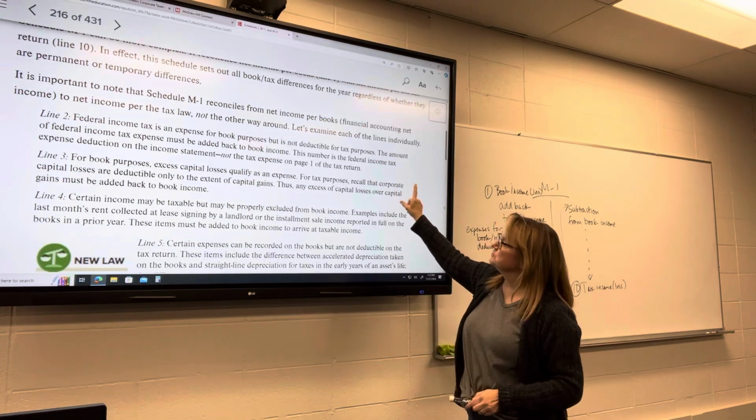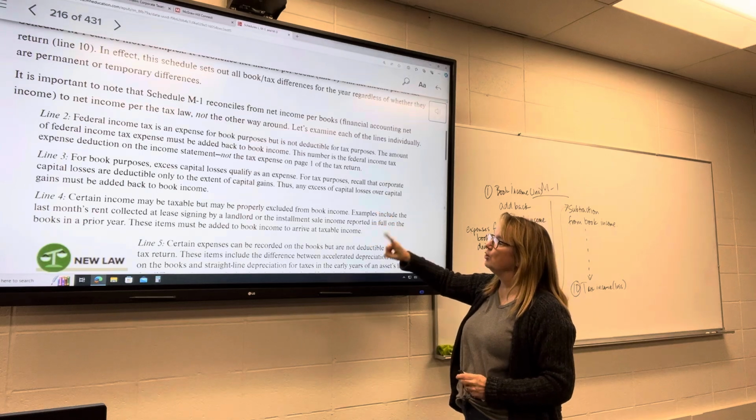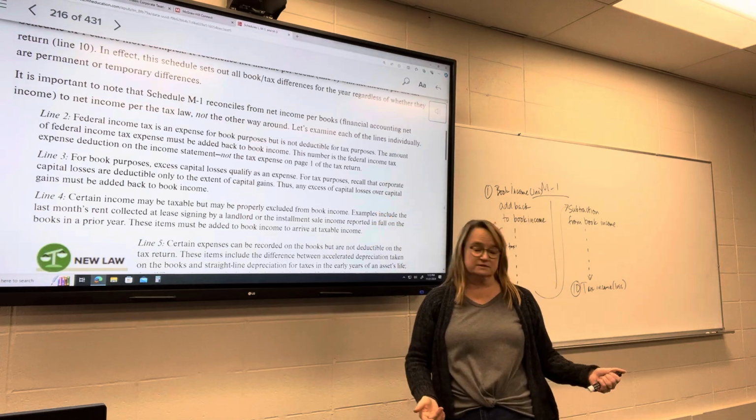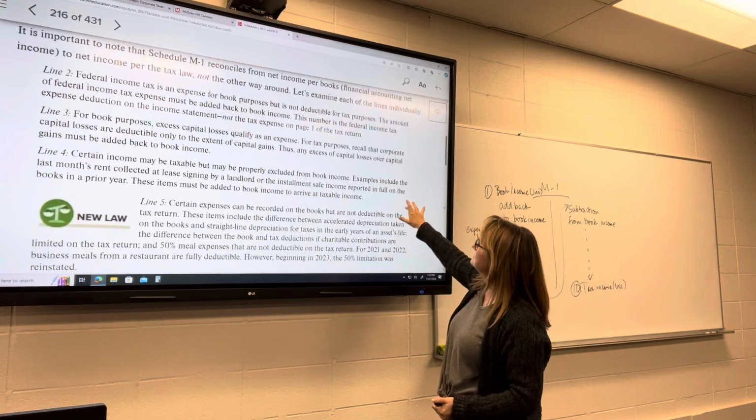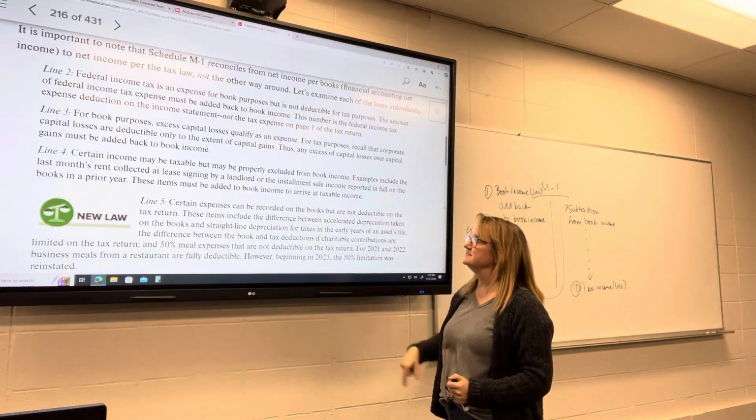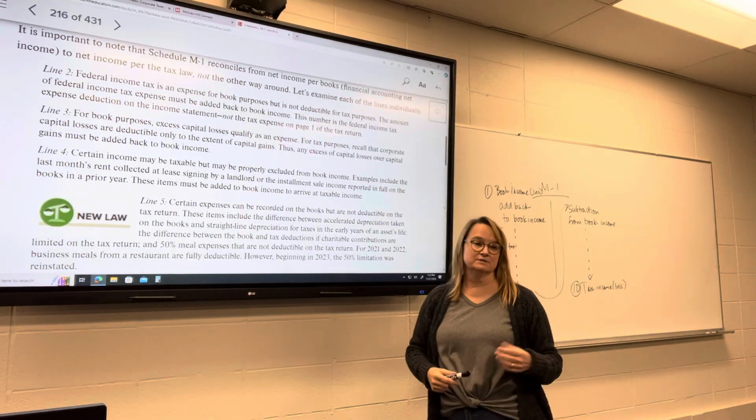So for tax purposes, corporate capital losses are deductible only to the extent of capital gains. So any excess of capital losses over capital gains has to be added back to book income.